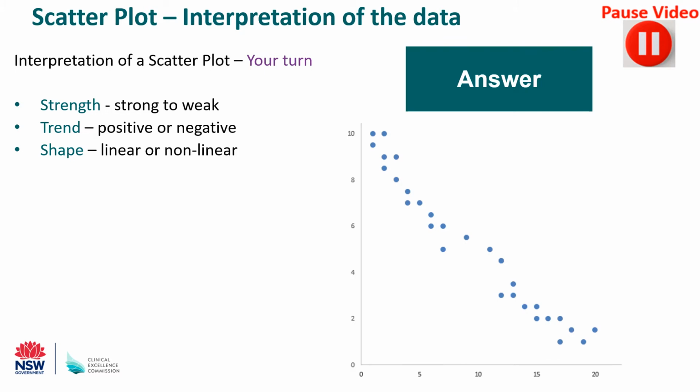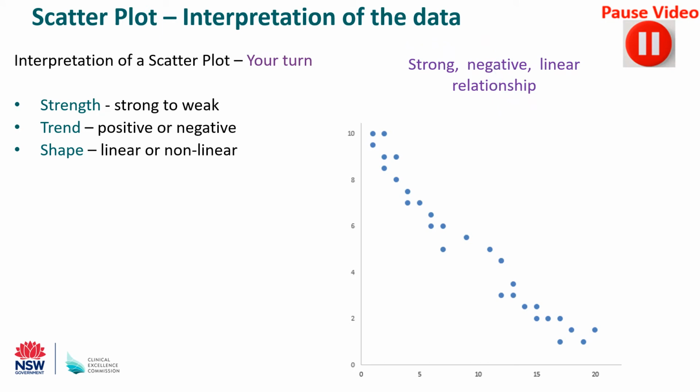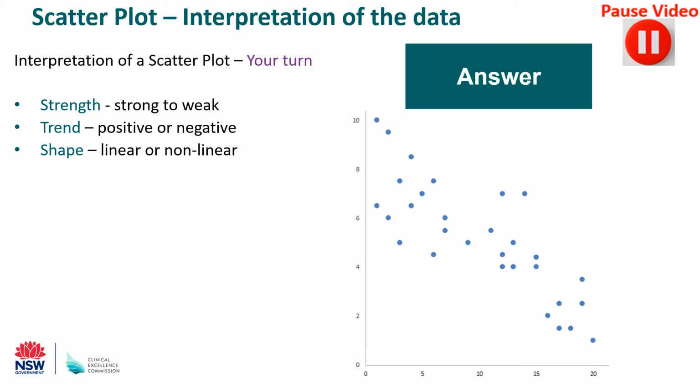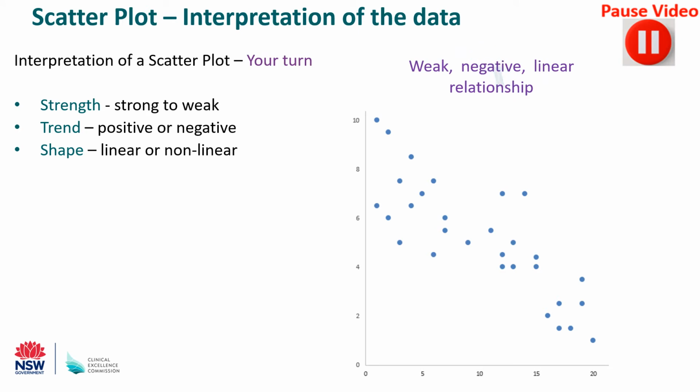And now reflect on this scatter plot. What is the strength, trend, and shape? And the answer is it's a strong, negative linear relationship. And how would you interpret or describe the data in this scatter plot? And the answer is that it's a weak, negative linear relationship.